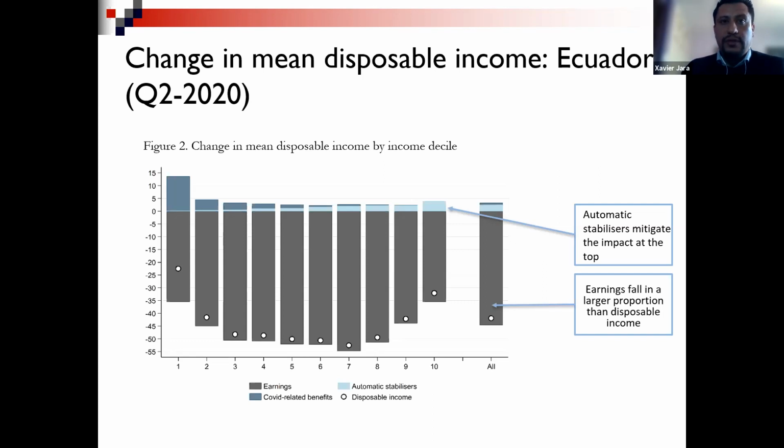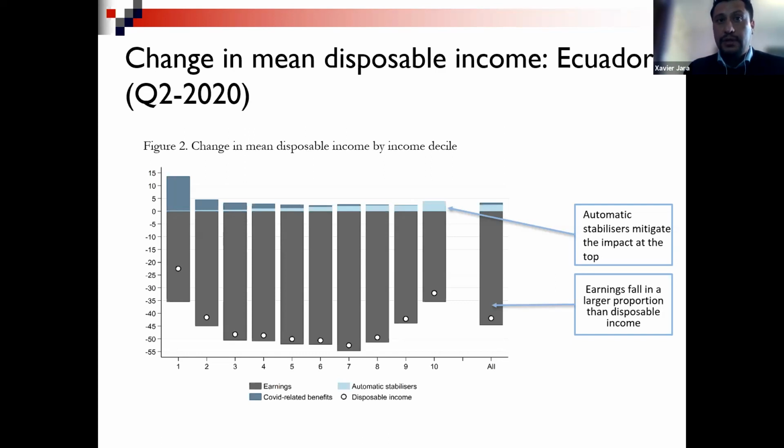So for example, if we focus on decile 10 in our graph, we see that the contribution of earnings to the fall in disposable income represents a drop of around 35%, but automatic stabilizers have a cushioning effect. We see that the light blue bars are on the positive side of the graph, meaning that decreases in tax payments and social insurance contribution payments cushion the drop in earnings, and that's why the white circle falls in a smaller proportion than the black bars, okay? Disposable income falls in a smaller proportion than earnings.